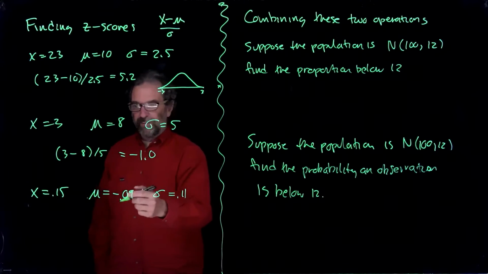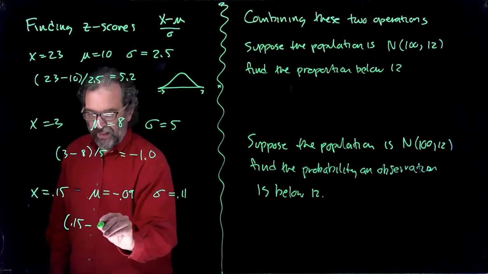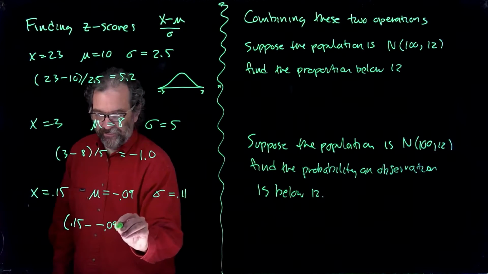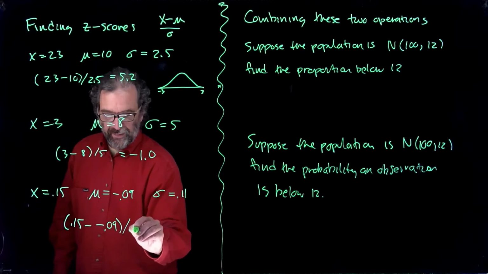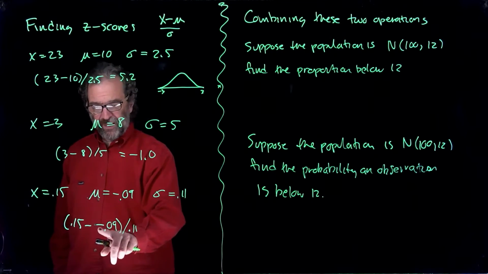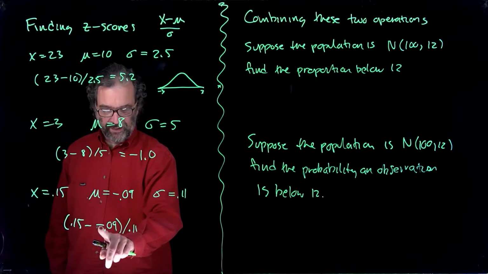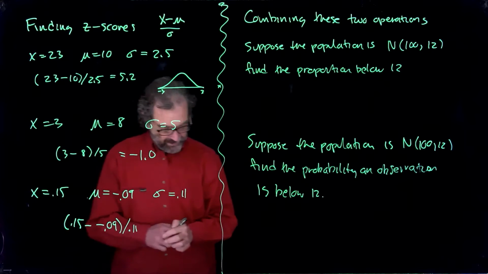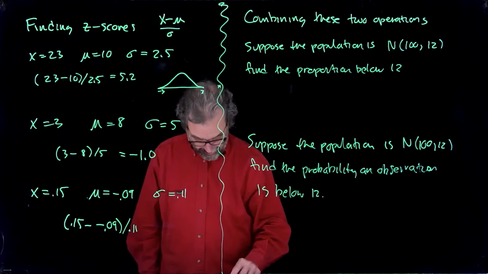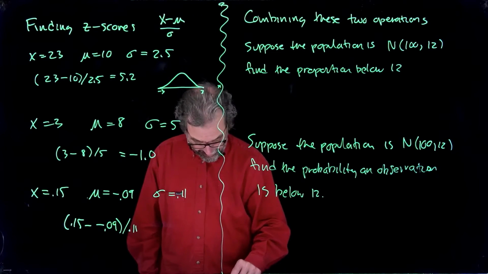And here's some crazy stuff here. X is 0.15 minus a minus 0.09 divided by 0.11. So either you change this to a plus sign, or you go minus, then you use the little, this is a subtract sign. That's the negative number sign. You can type it in that way. I will. Parentheses, 0.15 minus a negative 0.09, close it up, divided by 0.11.